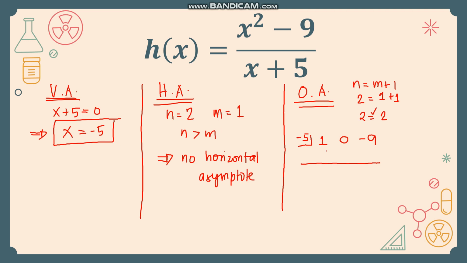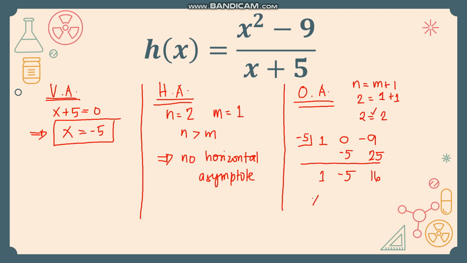Okay, now let's solve this. Bring down 1. Then multiply it to negative 5. So that is negative 5 plus 0, negative 5. Then multiply to negative 5. That will give us 25. And add negative 9 to it. We will get 16.